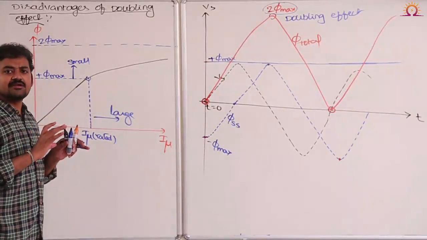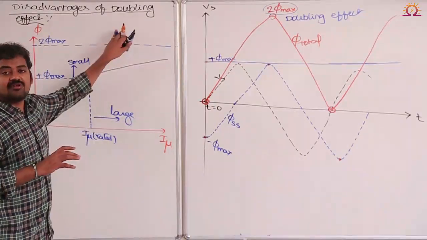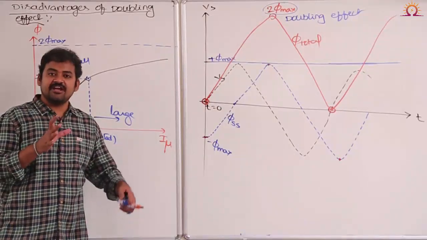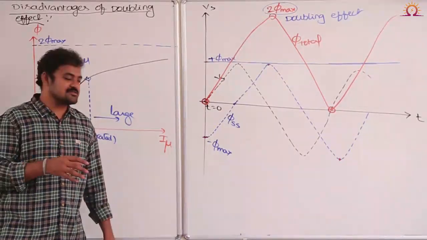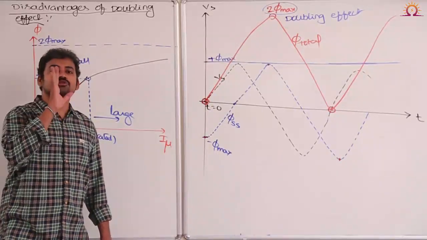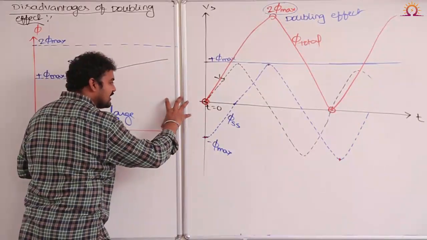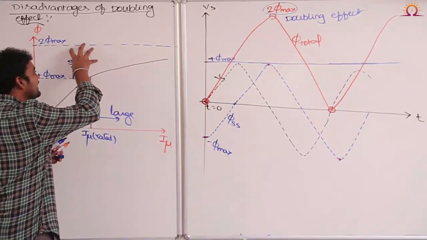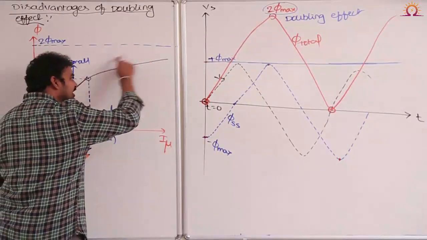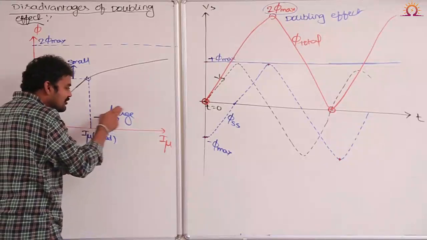So usually these large magnetizing currents due to the doubling effect will be 15 to 20 times the rated current. If the rated current is, let us say, 100 amperes, those large magnetizing currents may be 1500 to 2000 amperes also. So why is such a large magnetizing current demanded? Because of magnetic saturation. It is a small saturation or deep saturation, very deep saturation. Even a small saturation is sufficient to draw large current.